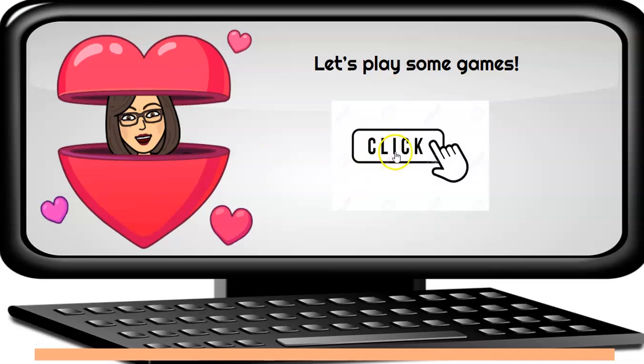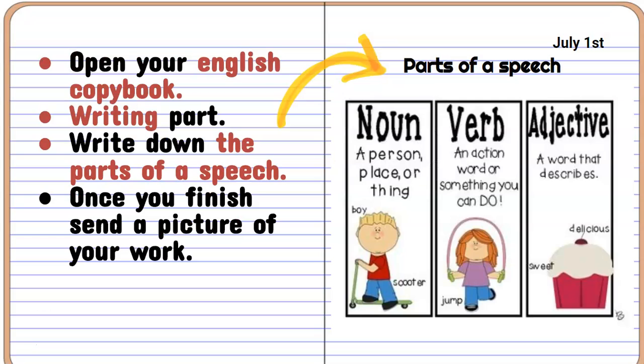Now it's time for you to play some games. You're going to click on the following link and you're going to find many different games that you can play of nouns, adjectives, and verbs. And let's follow the instructions.